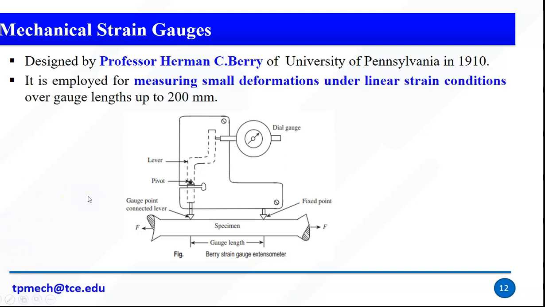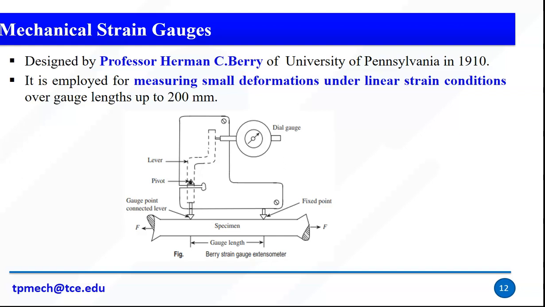It is employed for measuring small deformation under linear strain conditions over a gauge length of up to 200 mm. So it is used to measure linear strain. Linear strain means we apply tension or compression to an object. So we can measure tension or compression strain. It is employed for measuring small deformation and linear strain.